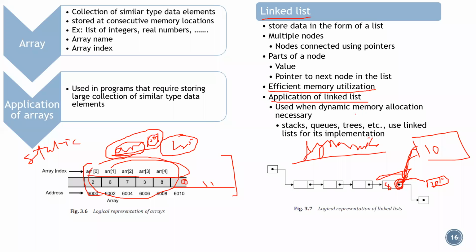What are the applications of the linked list? Since we make use of dynamic memory allocation, this becomes one of the aspects. It is used in stacks, queues, trees, and in other aspects also. All the implementations of lists, stacks, queues, trees make use of the linked list.